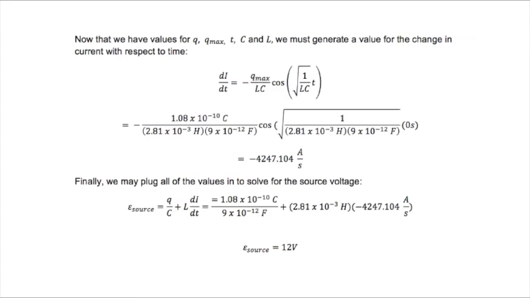Additionally, we were asked to find the change in current with respect to time, and that can be found by plugging in Q max and dividing it by the inductance times the capacitance. Again, cosine is going to be equal to 1 because time is 0. And that gives us negative 4,247.1 amps per second. Plugging all of this into the source voltage equation from the beginning, we find that the voltage source is equal to 12 volts.